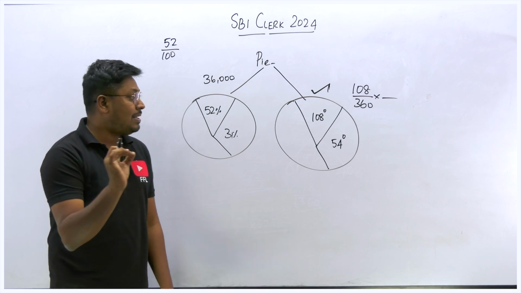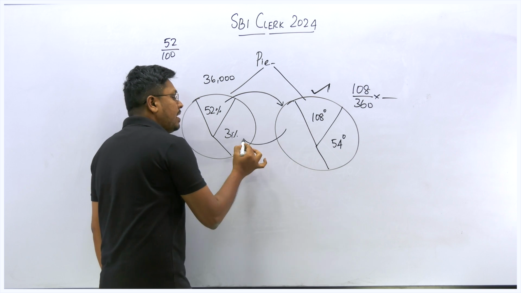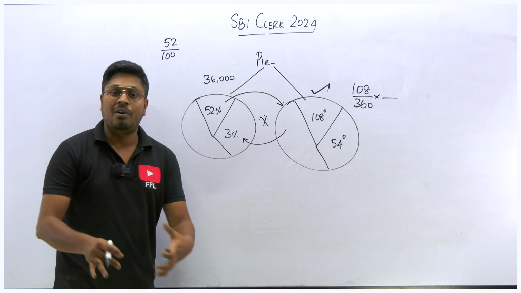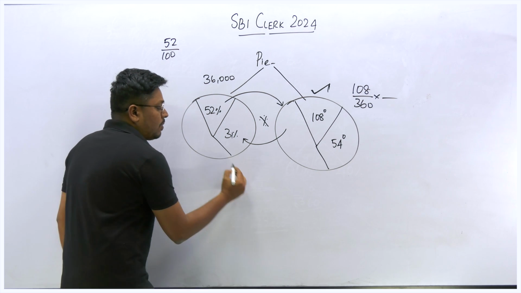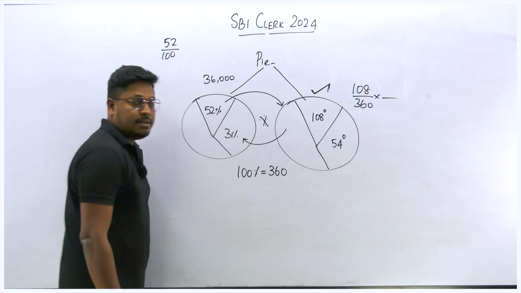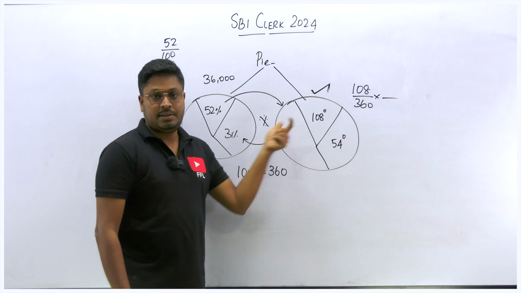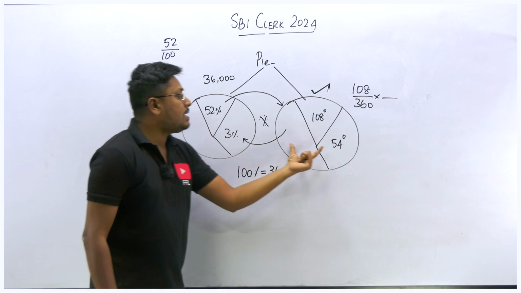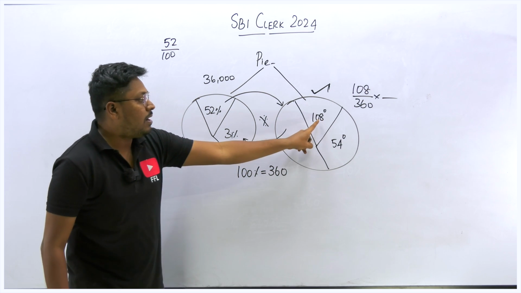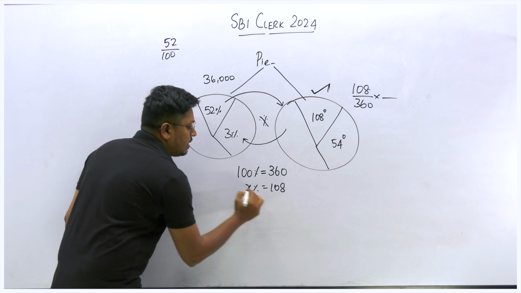Another important thing you need to know is how to convert a percentage value into a degree, or a degree value into a percentage. Most important. For solving it, you don't need to learn any new formulas, just the basics. Here, 100% is equal to 360 degrees, because this circle is total 100% and also total 360 degrees. So if it is 100%, here it is 360. In case we need to find how much percentage this 108 degrees is, so 108 degrees is how much percentage?